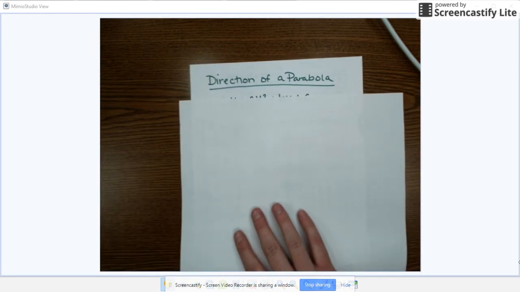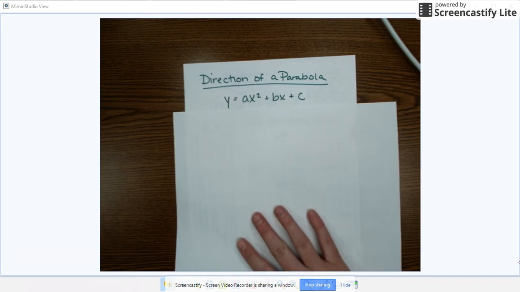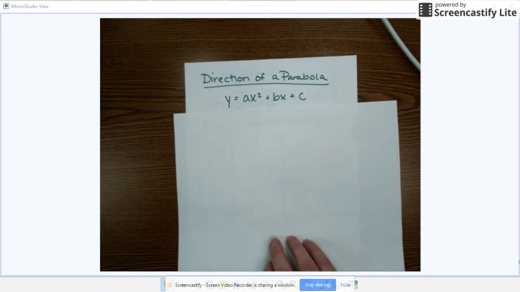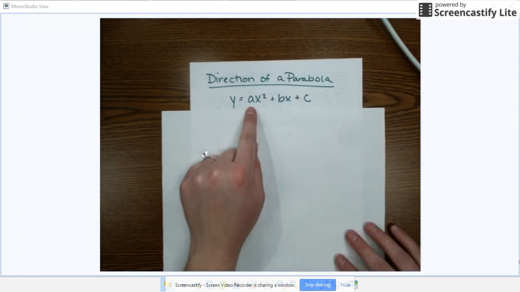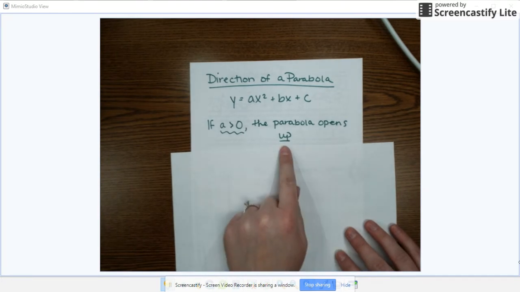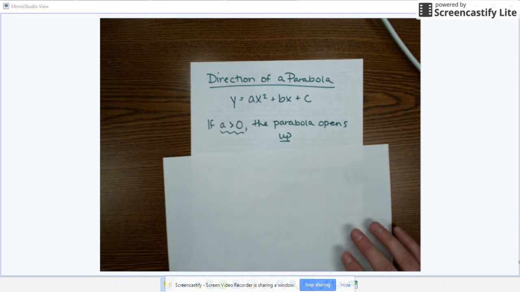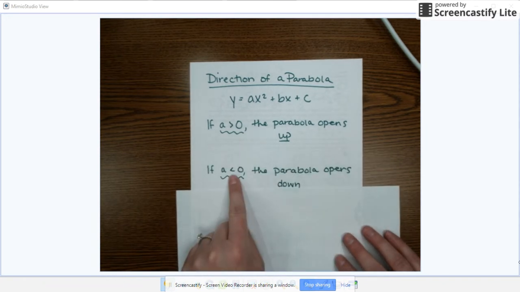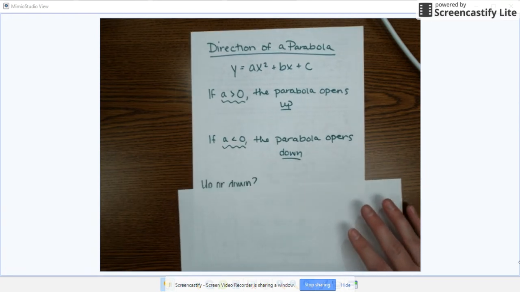Okay, so in order to talk about that direction of our parabola, whether it goes up or down, we go back to our standard form. Ax squared plus bx plus c. If this a value, if that leading coefficient is greater than 0, it will point up. So if it's positive, if it's bigger than 0, it will point up. If that a value is less than 0, it will always open down. Okay? So let's look at an example.